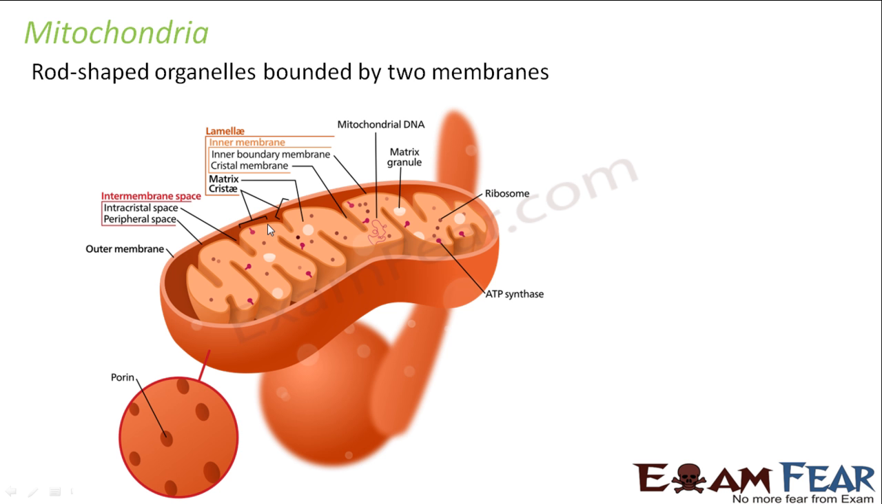We will now talk about the next cell organelle, that is mitochondria. So let us see what is mitochondria. These are rod-shaped organelles bounded by two membranes. So again, rod-like structures bounded by two membranes. If you look at it, you get a picture like this. So this is the mitochondria. This is how a mitochondria looks like.